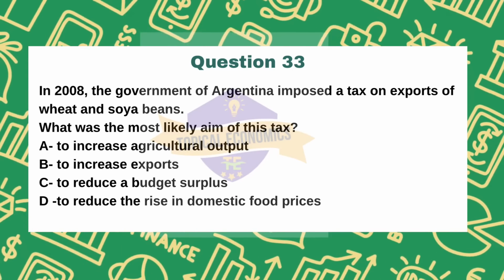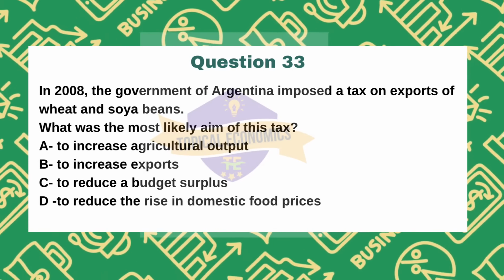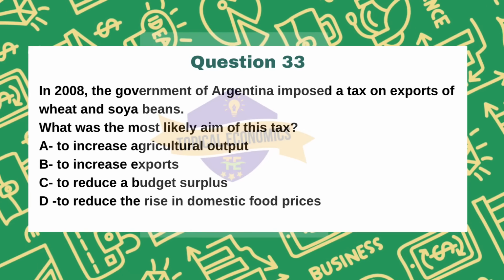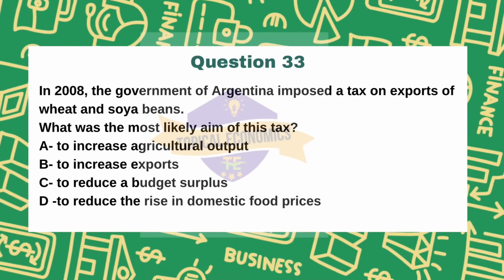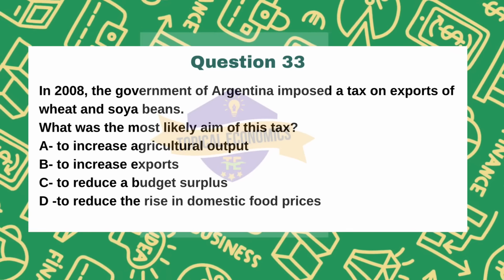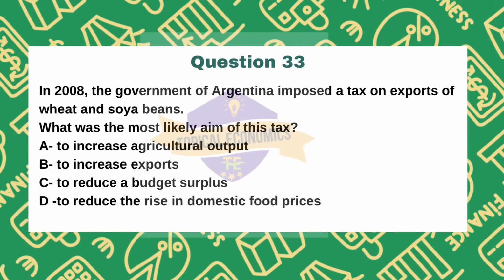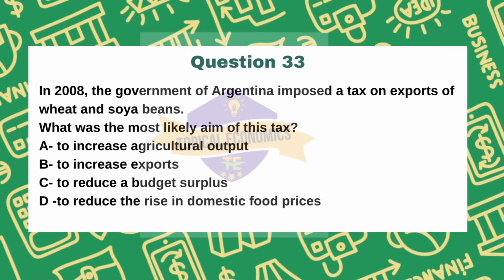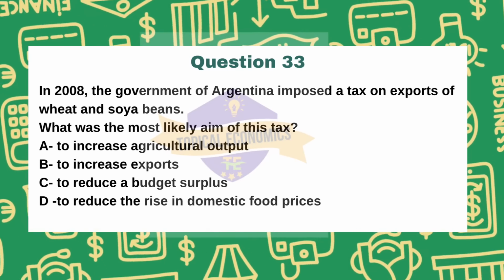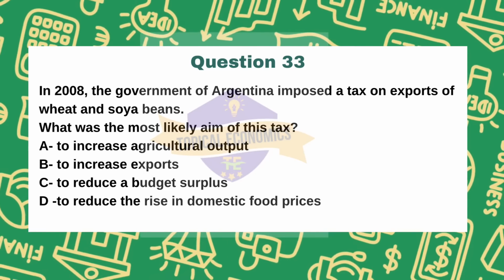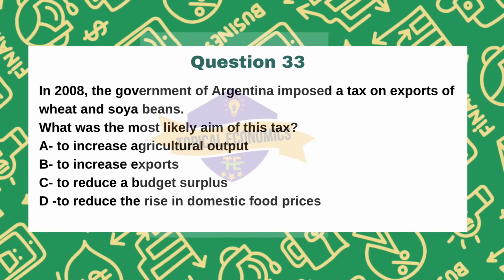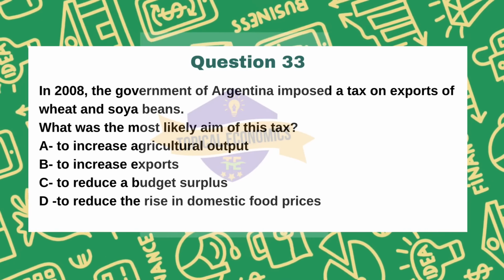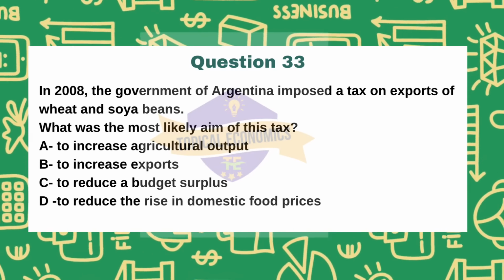In 2008, the government of Argentina imposed a tax on exports of wheat and soya beans. What was the most likely aim of this tax? A. To increase agricultural output. B. To increase exports. C. To reduce a budget surplus. D. To reduce the rise in domestic food prices. The correct answer for this question is option D, to reduce the rise in domestic food prices.